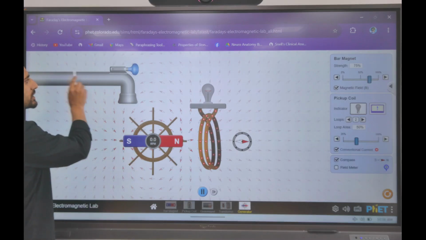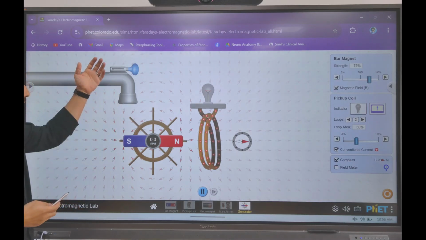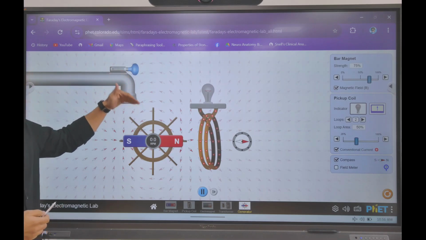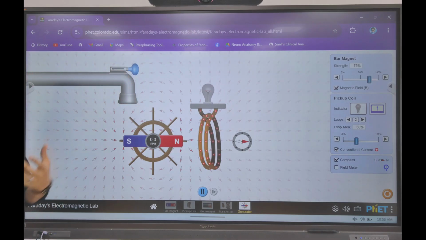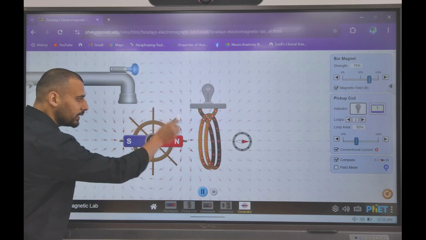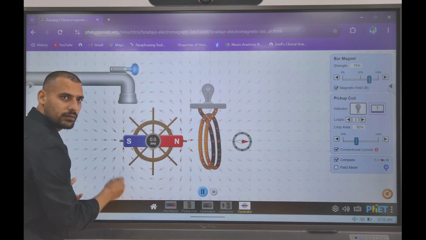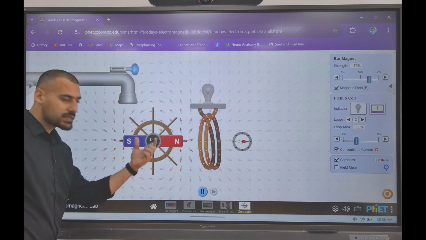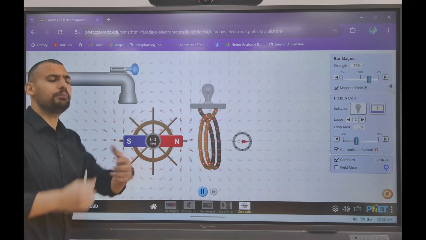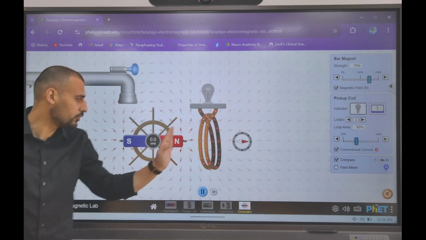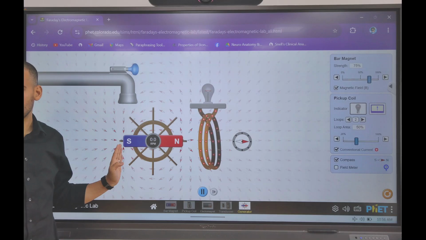Say for example, there is a stream, and water flows through that stream. What do we do? We take a turbine. Here is a turbine. This turbine is connected with a bar magnet. It's a big magnet which is connected to it. It has a north pole and a south pole.